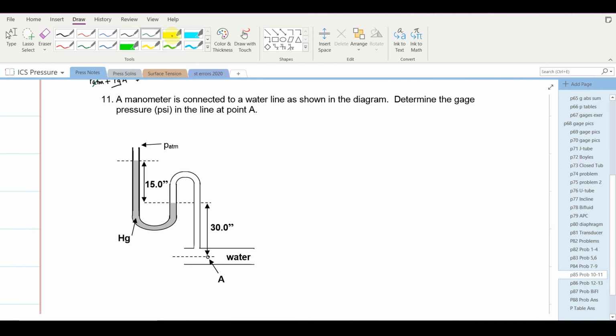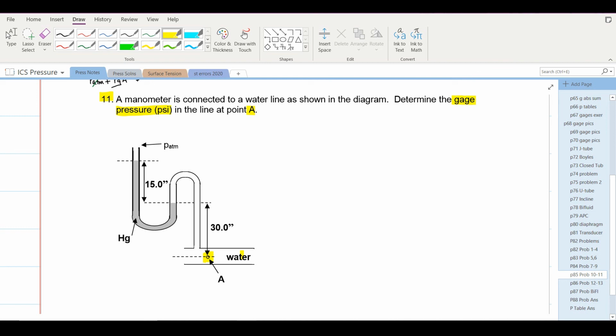Question number 11. This looks interesting. It's a manometer connected to a water line. Here's the water line. And determine the gauge pressure in PSI this time in the line at point A. So where's that? Well, that's right down here. That's point A. We've got to calculate the pressure at point A. Now, if we could write an equation that included the term A, or pressure at A, we should be able to solve it. What kind of equation could we write here?